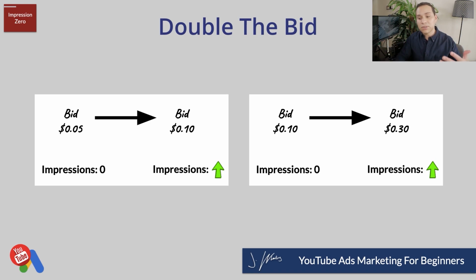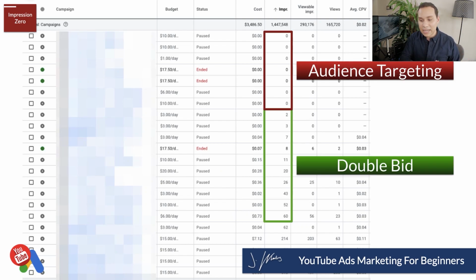And so if you still don't get any impressions after that time, then it's time to look at your audience targeting. And most likely it's going to be that you're targeting channels, and either the channels are just super expensive to target and you'd have to pay like $1 per view, which makes no sense, or there's just no inventory.